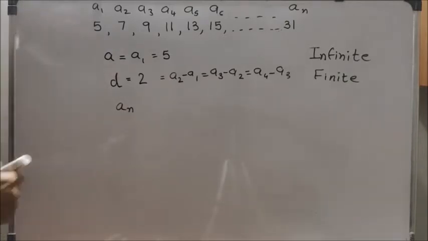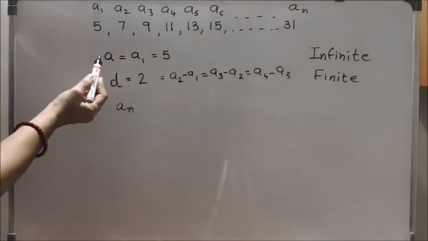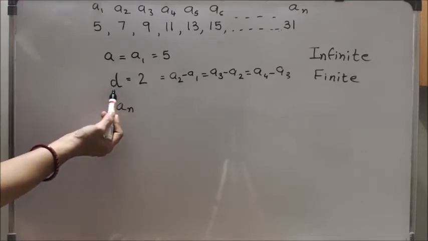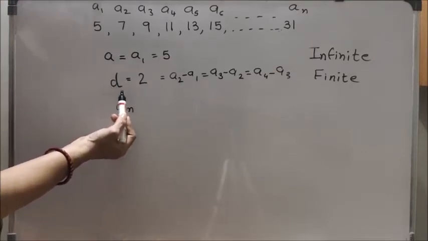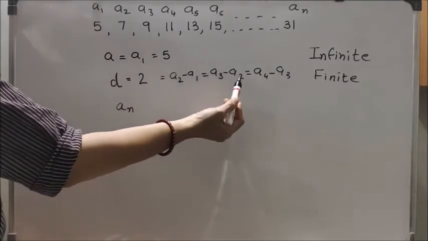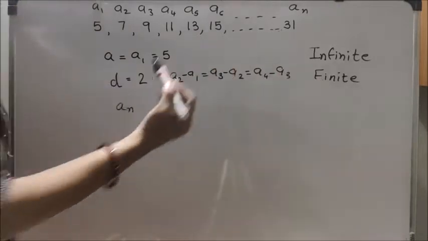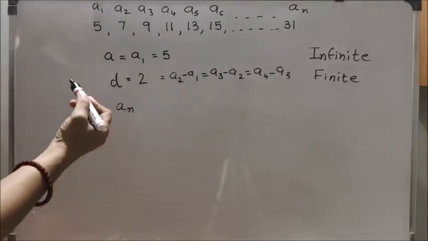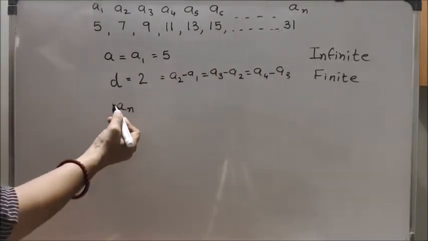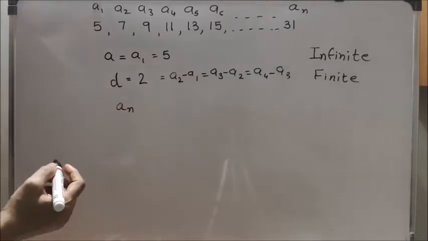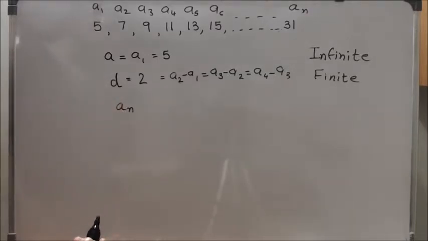So we know what the things we have learnt are. A, that is the first term. D, that is the common difference, which is always A2 minus A1, A3 minus A2 and so on. And AN, which is the last term in case of a finite progression. Now let us try to find how we can find out the nth term of any given sequence.